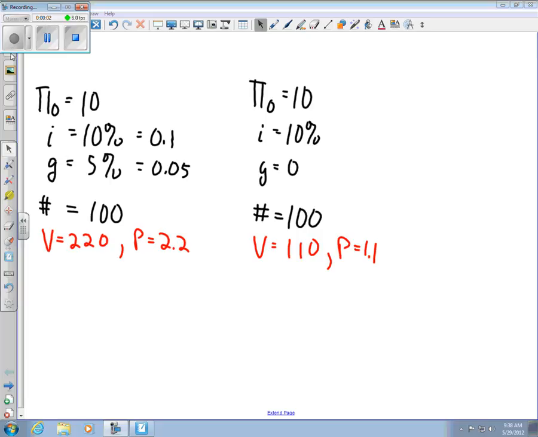Now we're going to take a look at where PE comes from and what PE might tell you. So what we have is P is equal to the price. We have one price of 2.2 and another price of 1.1. Now capital E stands for earnings. Earnings, and this is done on a per share basis.